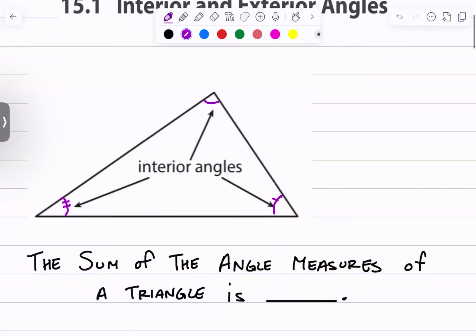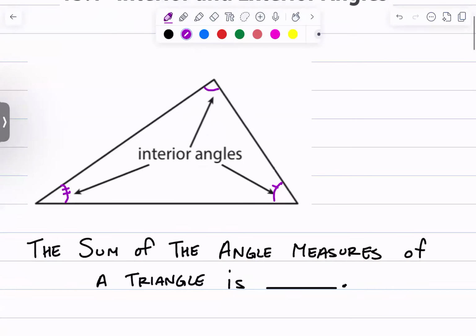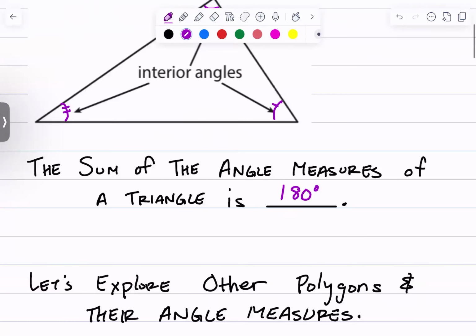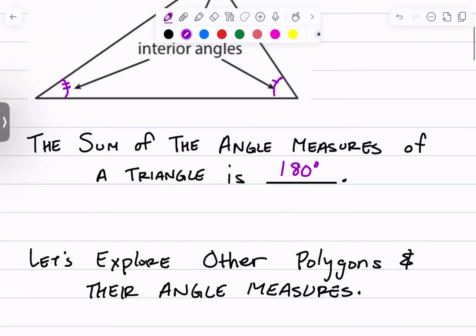And the sum of the angle measures of a triangle is 180, right? Degrees. Okay? Simple. So let's explore other polygons and their interior angle measures.